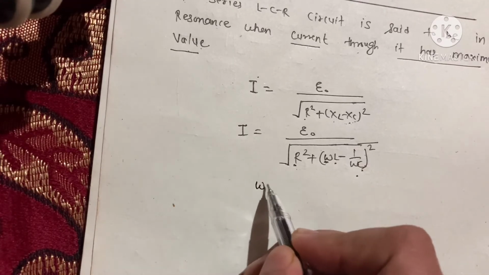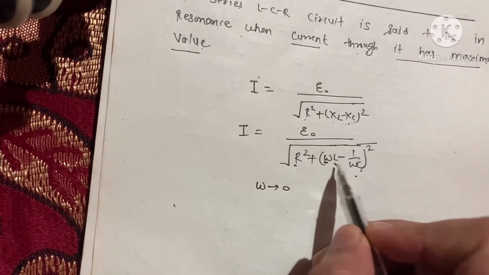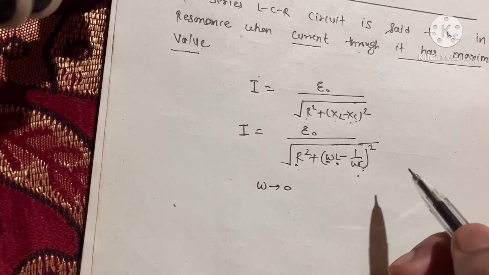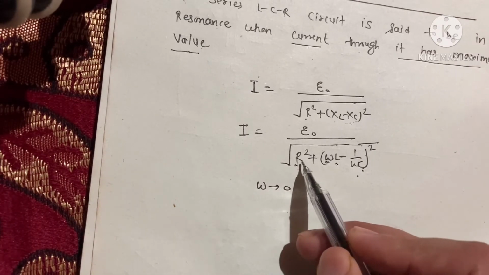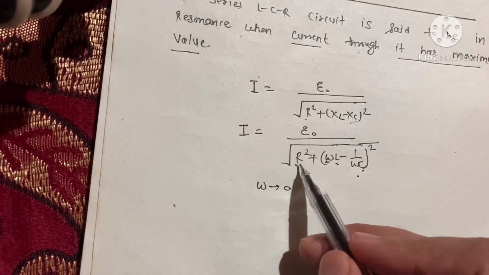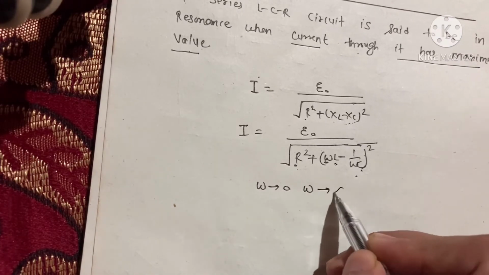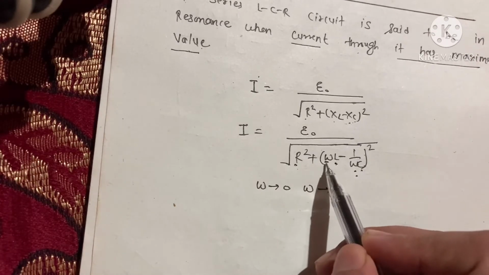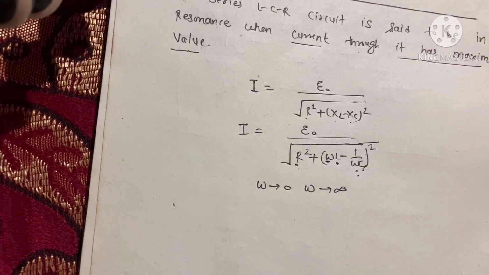Suppose you are making omega 0. Then 0 multiplied by L, minus 1 upon 0 into C. 1 upon 0 means you will get infinite, and infinite plus R square gives a very high value, so this is not the case. And suppose you make omega infinite: infinite into L minus 1 upon infinite, which is 0. So by this condition you cannot minimize the current.